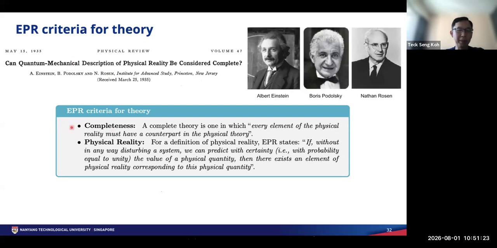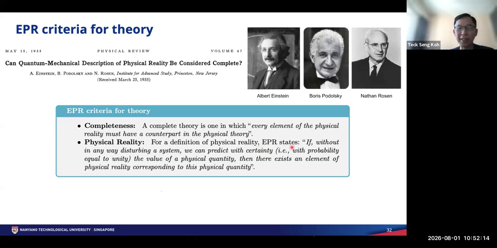In this paper, they argue that there must be two criteria for a theory. Completeness, in which every element of the physical reality must have a counterpart in the physical theory. So with the air resistance in mind, a statistical theory of coin toss, where you have a 50% chance of landing up, 50% chance of landing down, is incomplete because it did not take into account air resistance, let's say, and among other things I mentioned. And the other criterion for a theory is that there must be some physical reality that you are measuring.